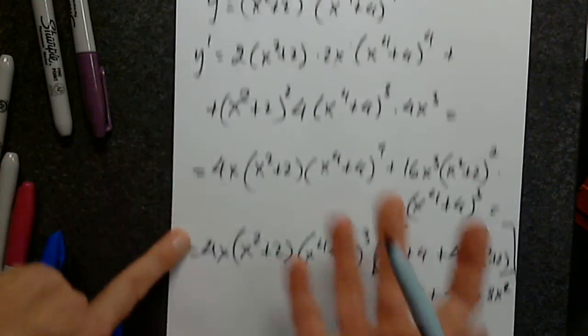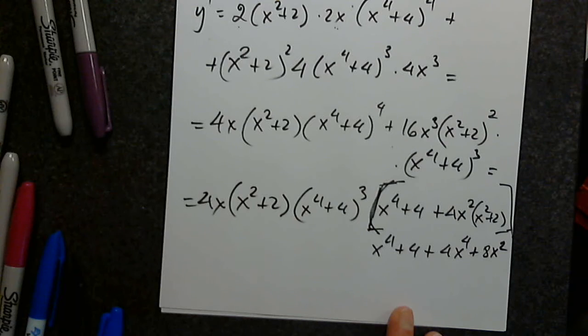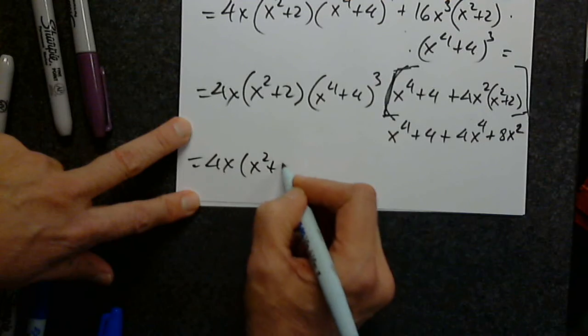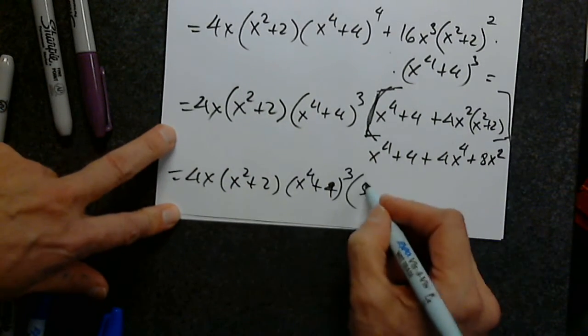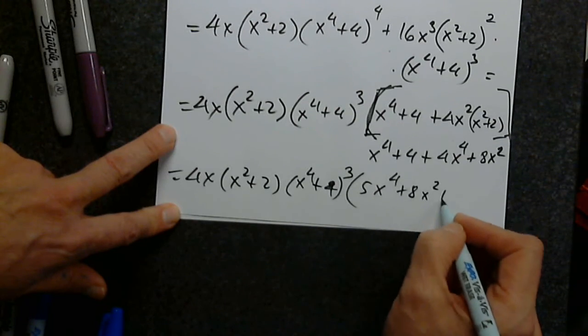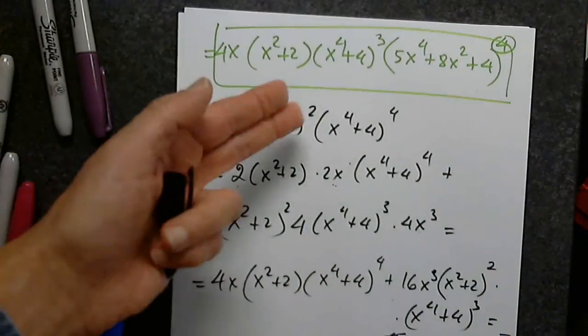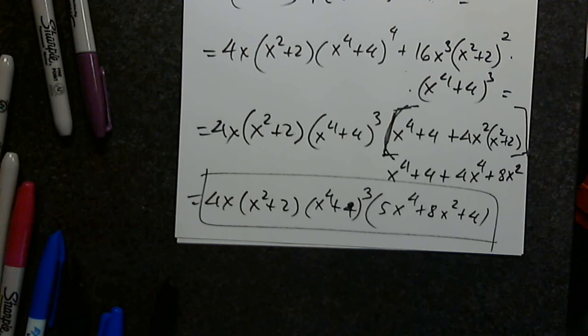We have to get the same answer. But this is much easier than logarithmic differentiation in this case, if you want to go ahead till the end. So this is indeed 4x times x squared plus 2 times x to the fourth plus 4 to the third, and then 5x to the fourth plus 8x squared plus 4, which is the same thing we got before, but much harder. I wouldn't say much harder, but I had to find the least common denominator and simplify and so on. So in this case, I would not request logarithmic differentiation on a problem like this.